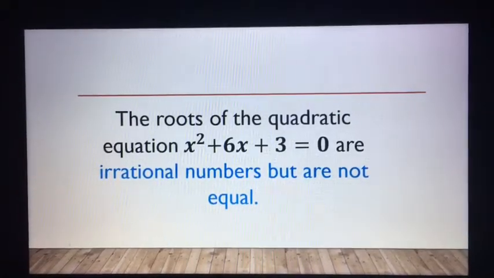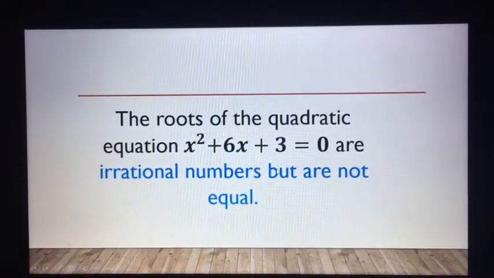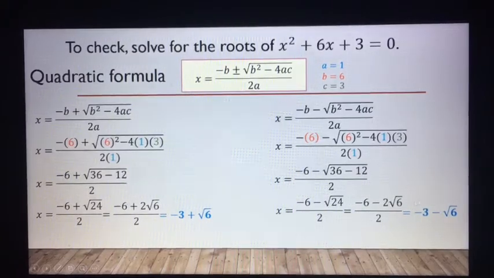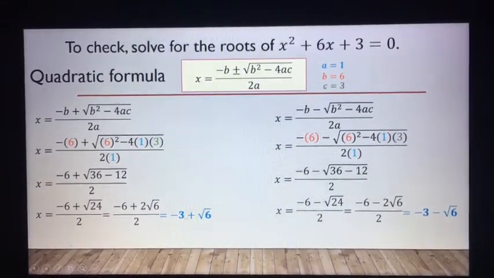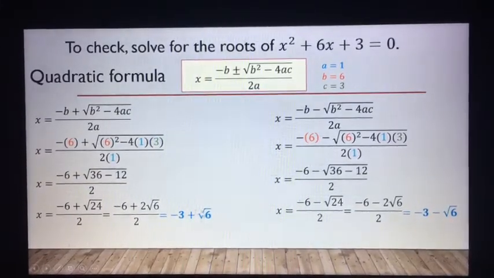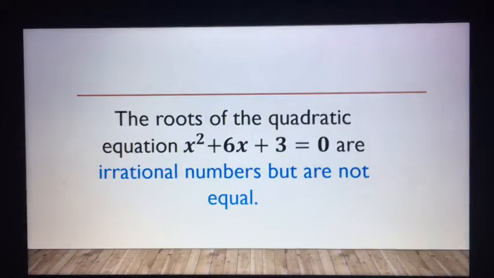So, the roots of the quadratic equation x squared plus 6x plus 3 equals 0 are irrational numbers but are not equal. Irrational numbers ito, pero hindi sila equal. Okay? Hindi sila equal dahil magkaiba po yung sign nila dito. Ito is plus at ito is minus. So, they are not equal.